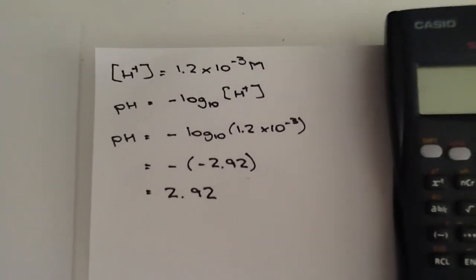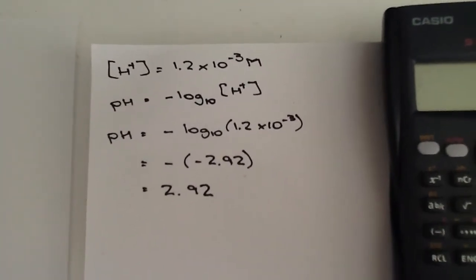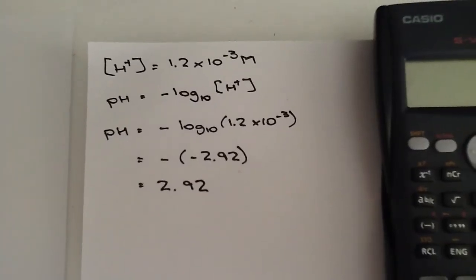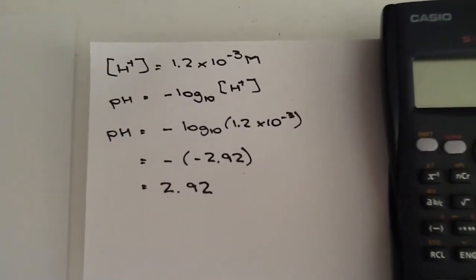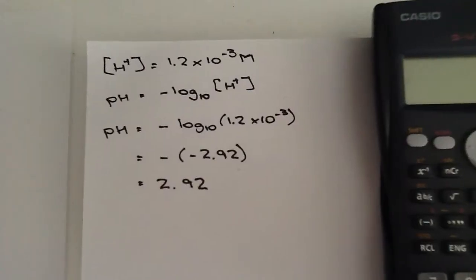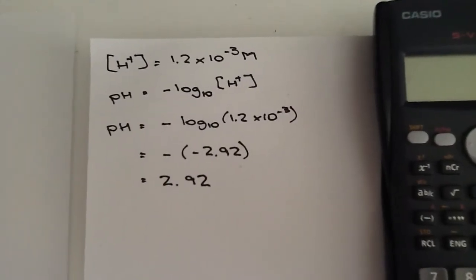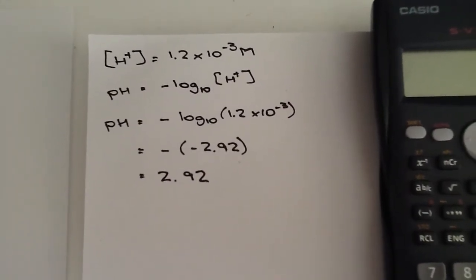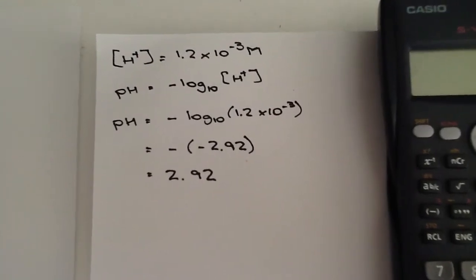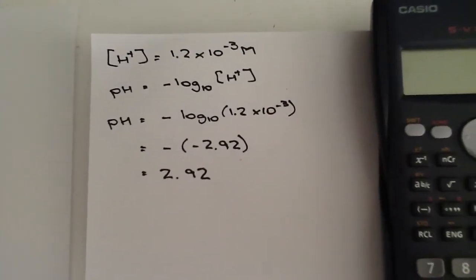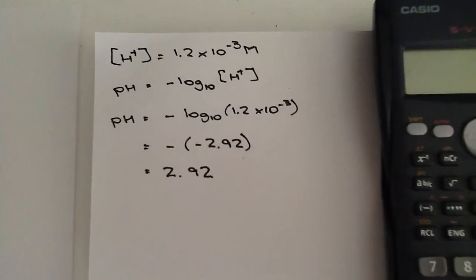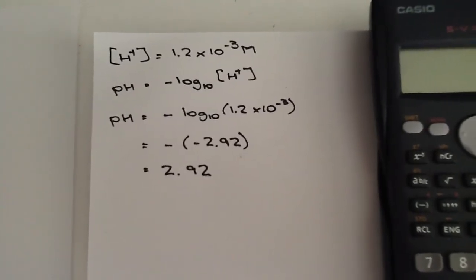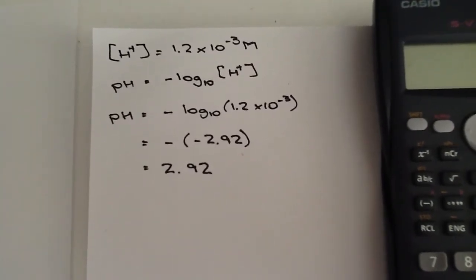In this video, we're going to use a calculator to calculate the pH of a particular hydronium concentration. The example we have here is that the H plus concentration is 1.2 times 10 to the minus 3 molar. pH is defined as the negative log base 10 of the hydronium concentration, that is, the concentration of H plus.